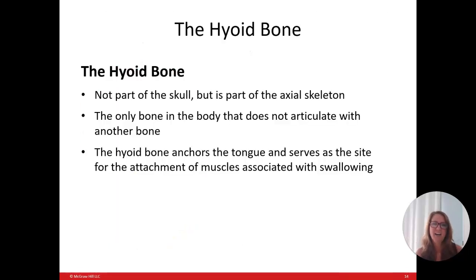All right, the hyoid bone is interesting to mention because it's not anchored. Excuse me. It's not part of the skull, but it is part of the axial skeleton.